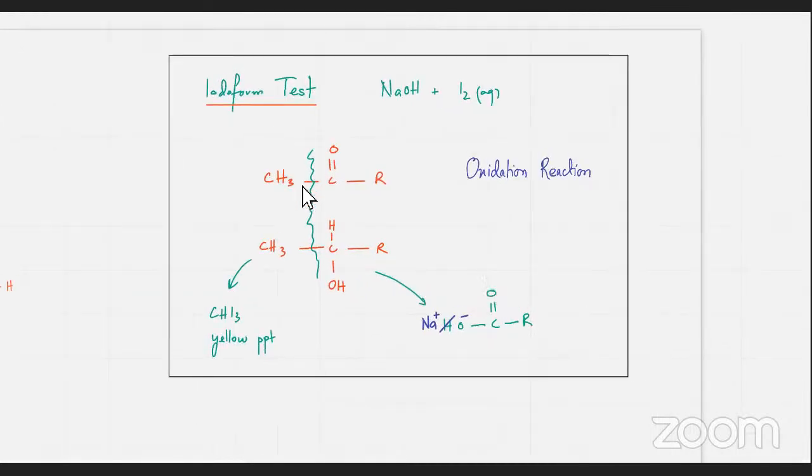Those functional groups are CH3 next to C=O, or CH3 next to CHOH. If it is exactly this structure, then the iodoform test will be positive. This carbon will turn into a carboxylic acid or a salt of the carboxylic acid because the conditions are alkaline, and the CH3 will break off and turn into CHI3. So it has to be a CH3 right next to a C=O.